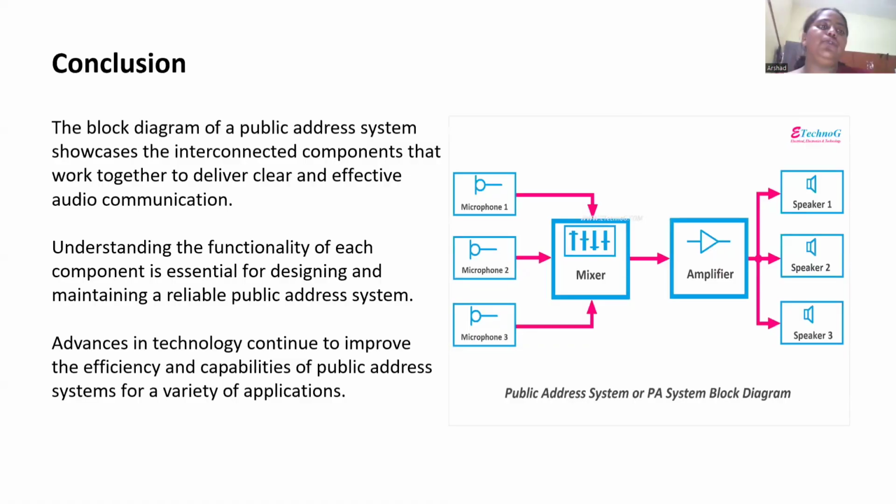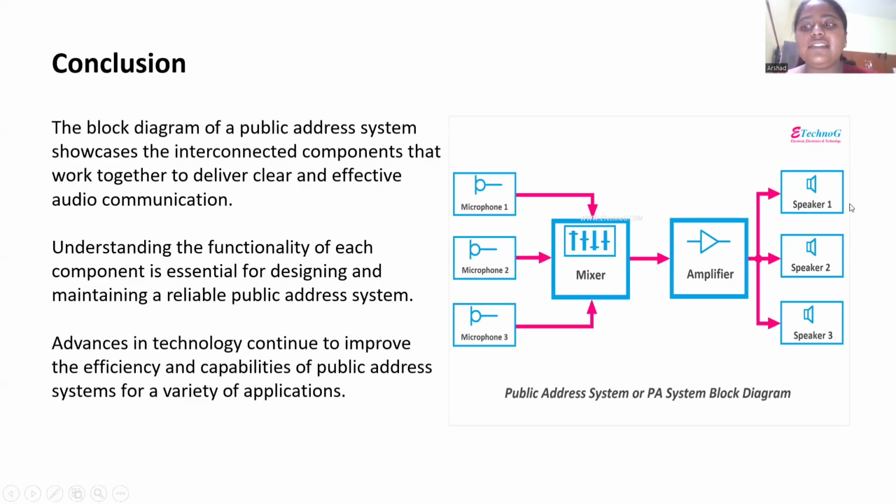And here comes the conclusion. The block diagram of a public address system showcases the interconnected components that work together to deliver clear and effective audio communication. Understanding the functionality of each component is essential for designing and maintaining a reliable public address system. Advances in technology continue to improve the efficiency and capabilities of public address systems for a variety of applications.